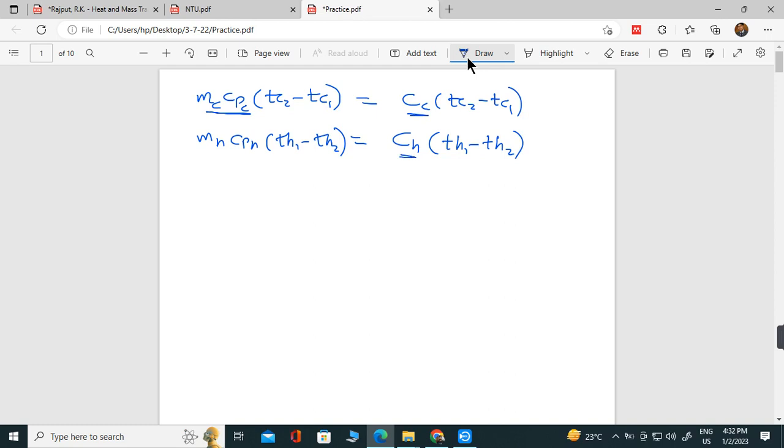Now you will have to compare CC and CH, whichever is the minimum. If CC is less than CH, then C min would be CC. And if CH is less than CC, then C min would be CH. So I hope that you have understood this basic.